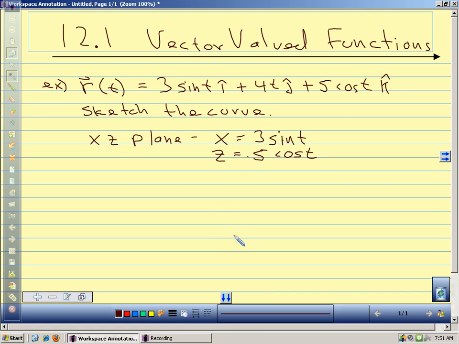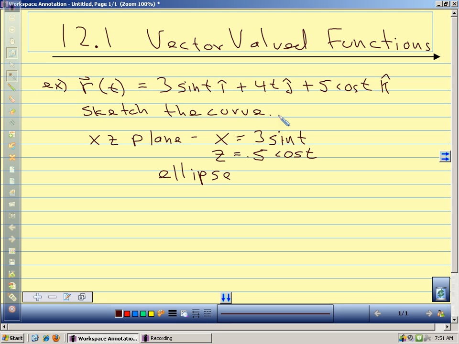What does this give us? An ellipse. We got an ellipse because we have a 5 and a 3. So if we project this onto the XZ plane, we get an ellipse. So if we have an ellipse in the XZ plane, what does this 4tj do to our curve?